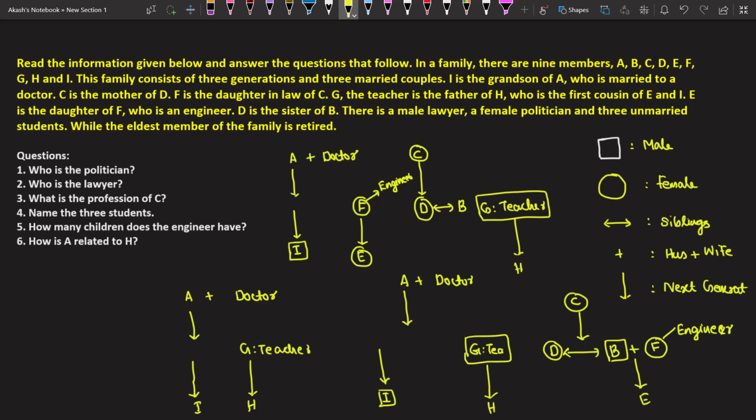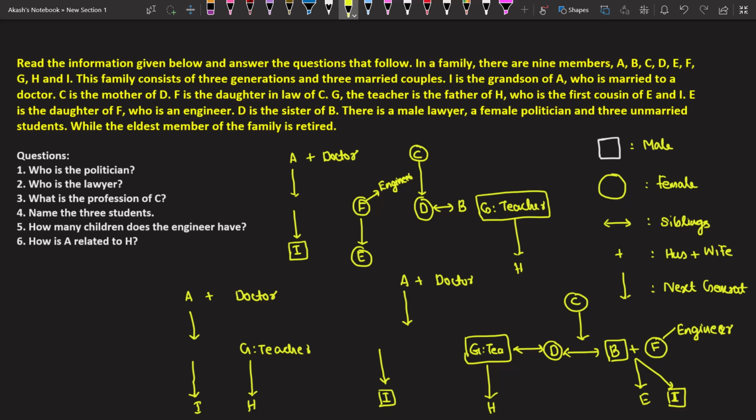Since E and H are first cousins, G should be the husband of D. Otherwise, E and H cannot become first cousins. If we are connected like this, E and I are siblings. Since E and H are first cousins, I and H are first cousins. So I is going to be the son of B and D. Now they are first cousins, no issues.